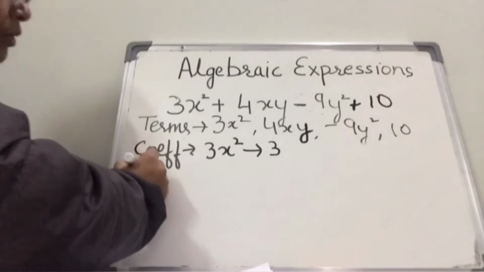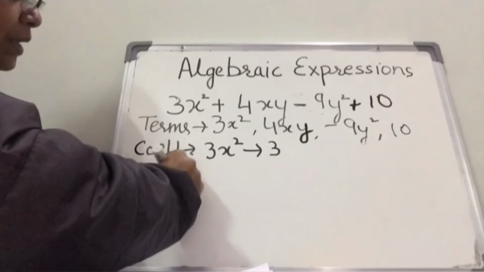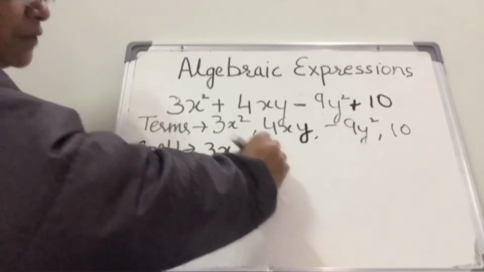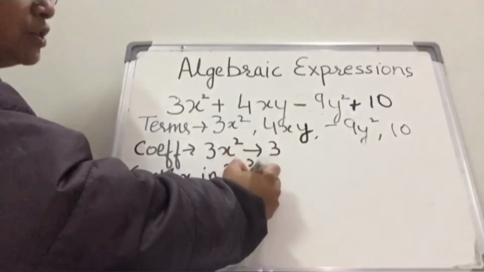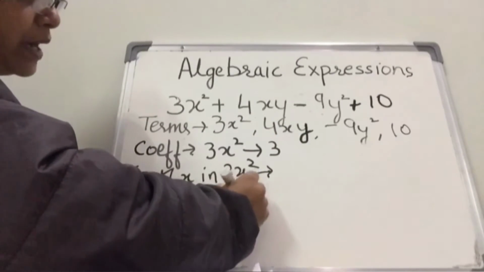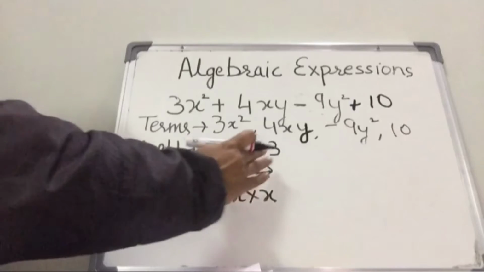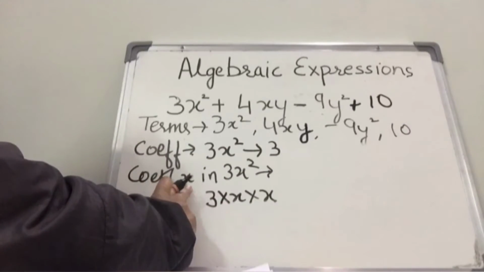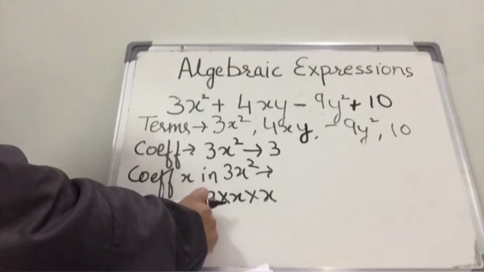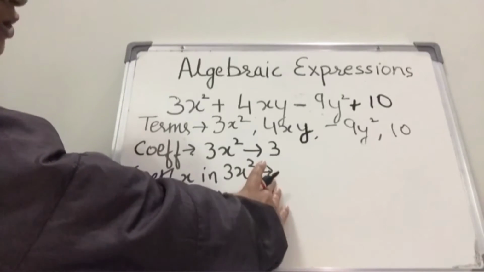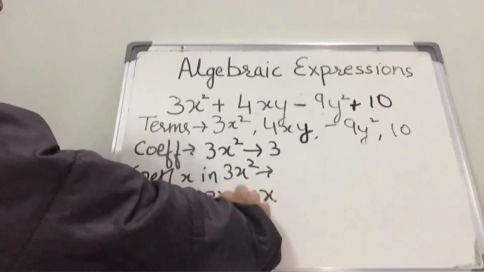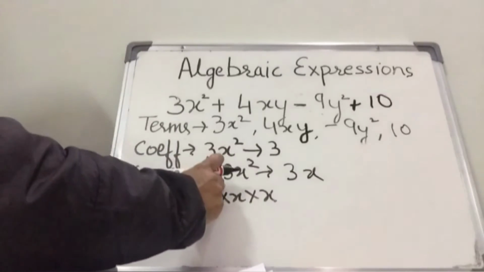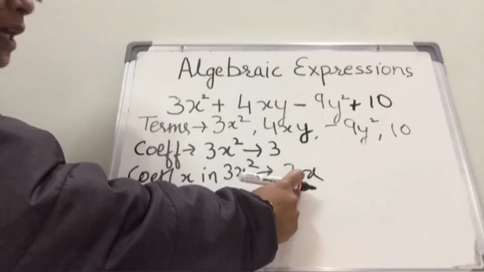And if we talk about the coefficient of x in 3x², what will the coefficient be? As we know, the factors of this term are 3 into x into x. We'll remove one x, whose coefficient we have to find out, and the remaining factors will be the coefficient. This is the x whose coefficient we have to find out, and then the remaining factors are 3x. So the coefficient of x in 3x² will be 3x.